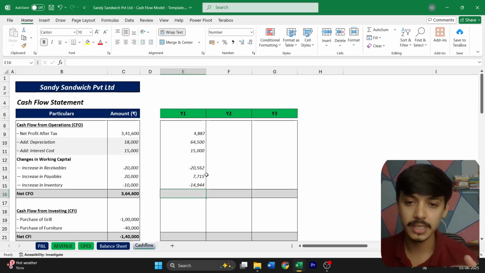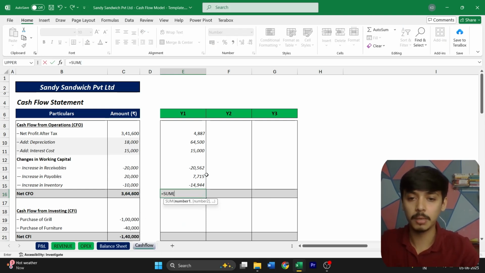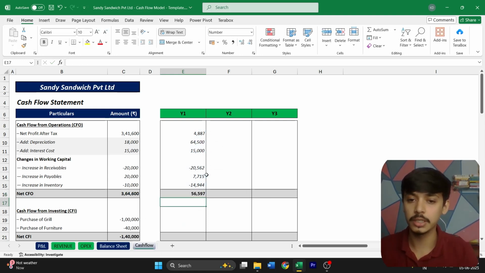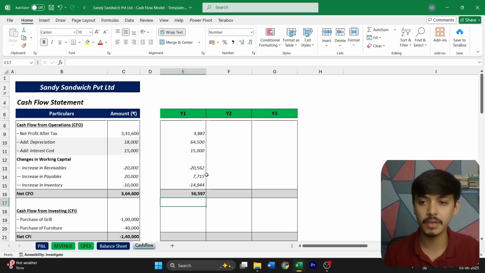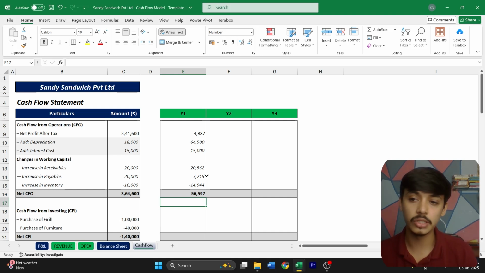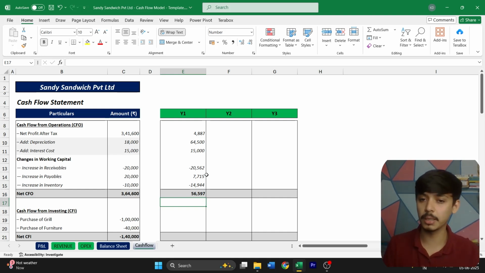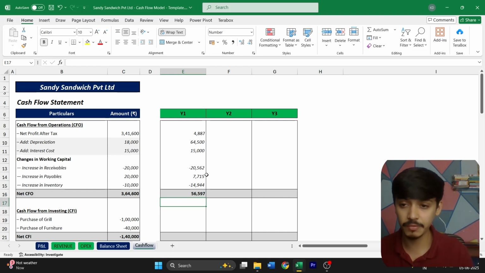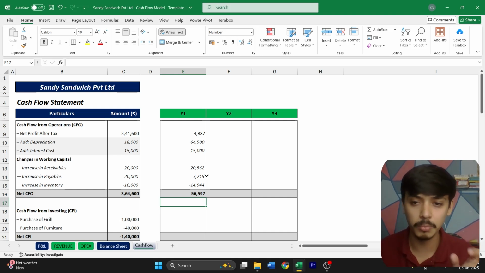Now we need to sum this entire cash flow from operation and see what is the balance that we have. So this will be sum and total of this three. We have 56,597 as our cash flow from operation. We can see that the profits that business generated was 4,887, but the business generated cash of 56,597. This is because of depreciation which we are charging, as we have now assets in the business. This is due to increase in receivable, right? This is due to increase in inventory, that the cash is different from the profit account.